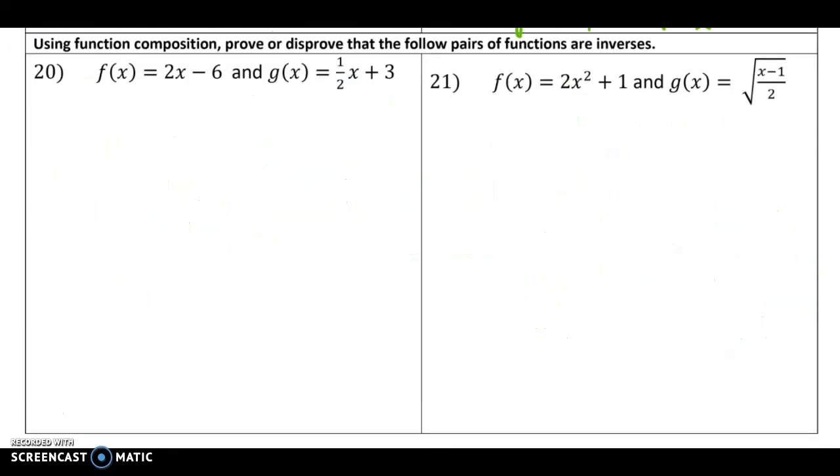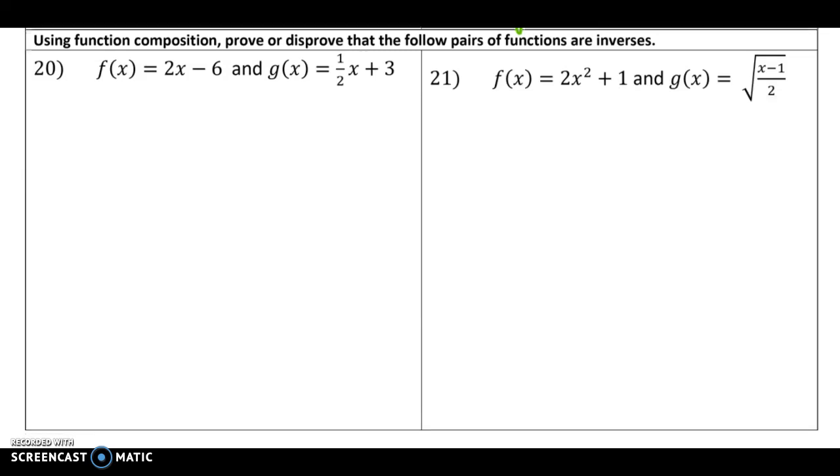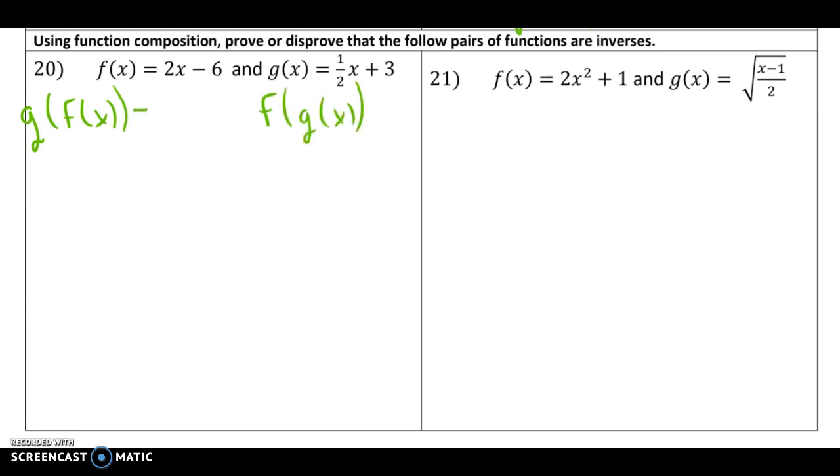All right, the final section is proving using composition functions that these two functions are inverses of each other. I'm going to need some more room, so I will probably be going down into this section here. I will have to take g of f of x, and then I will also have to take f of g of x. If this works, when I'm done simplifying, I should get x on both of these.